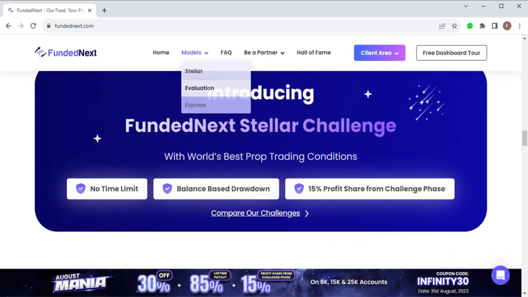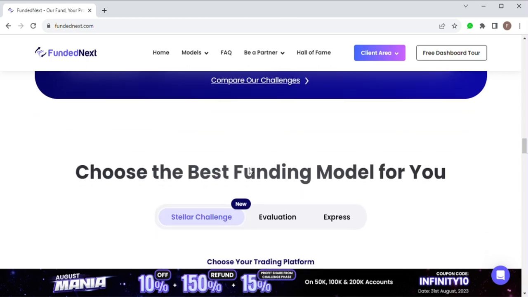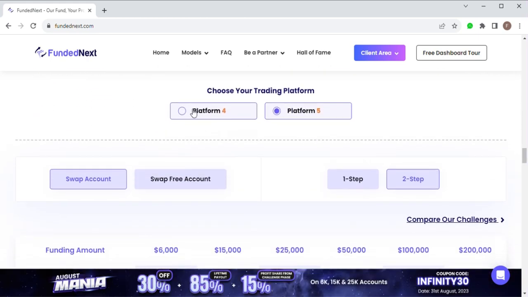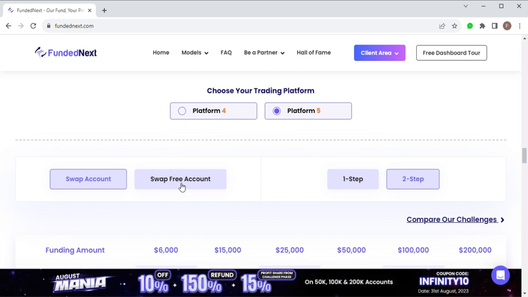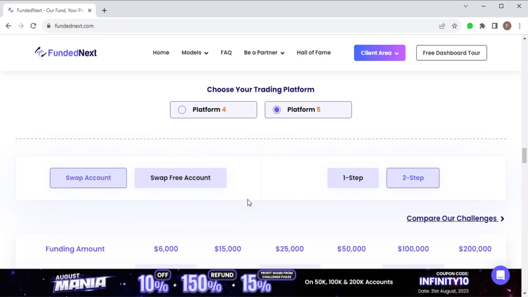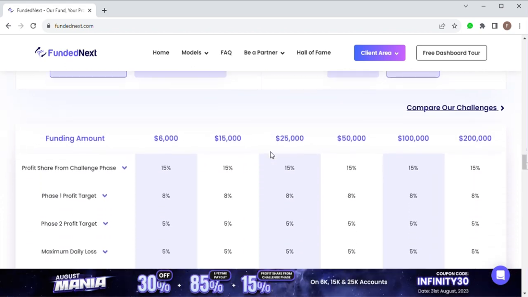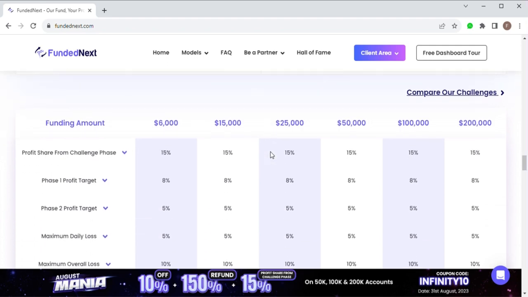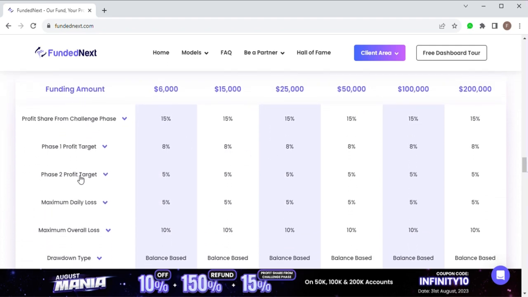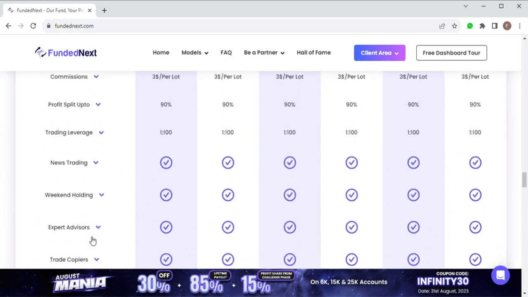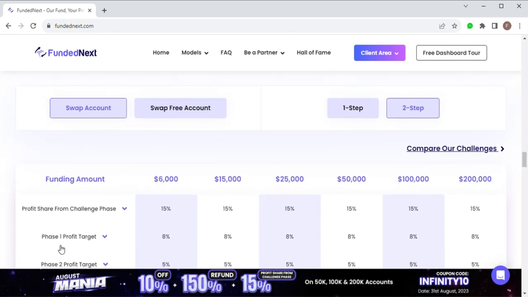After clicking on Stellar, you can see we have the Stellar Challenge, and also we have MT4 and MT5. That platform means MetaTrader. We have swap account and swap-free account. Also, we have 1 step and 2 steps. We are still going to discuss all these things, and then we have funded. We are going to discuss all these things in this video. Watch this video to the end for all the full details.